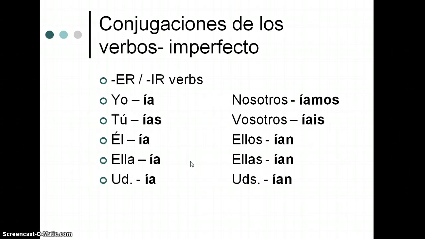If we have an ER or IR regular verb, we take off the ER or IR and we add ía, ías, ía, íamos, íais, and ían.